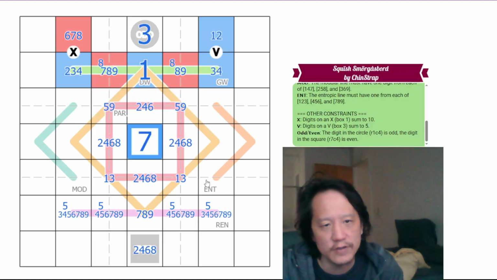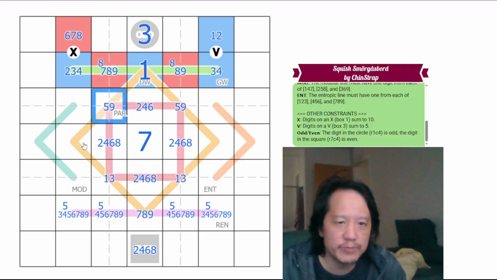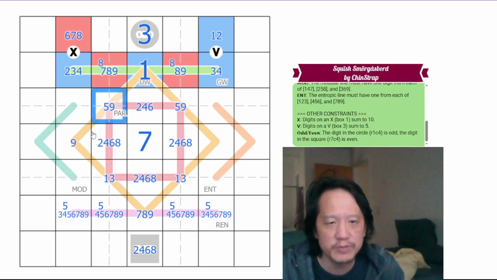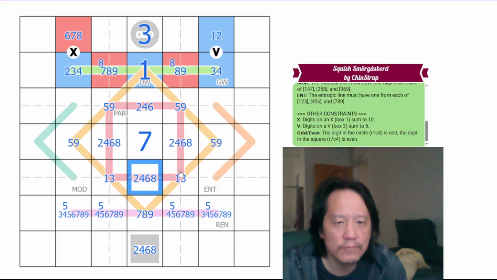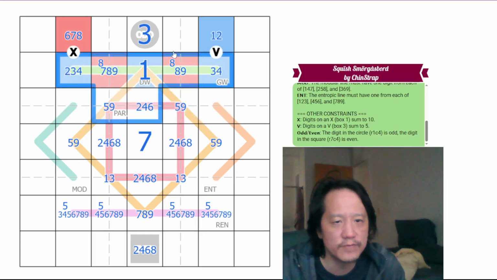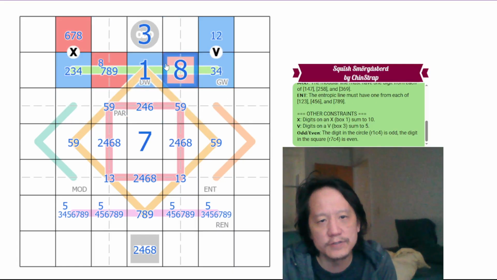So this is 7. 5 must be next to 9 to be next to 1 or 3. And 9 must be next to 5, which must be next to 1 or 3. Okay, so this is a 5-9 pair, which eliminates 5 and 9 in the rest of box 2. This can't be 9, so this is 8.